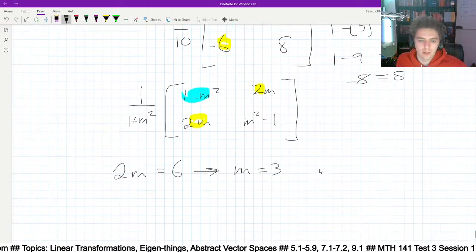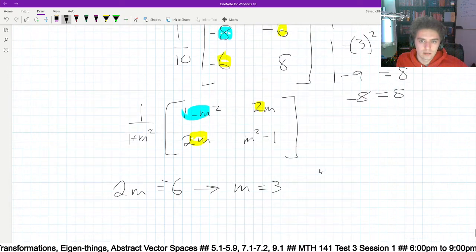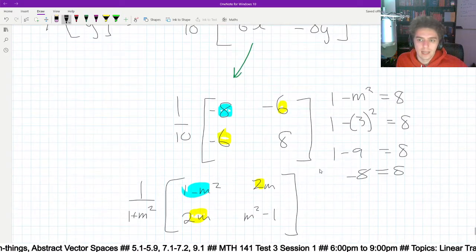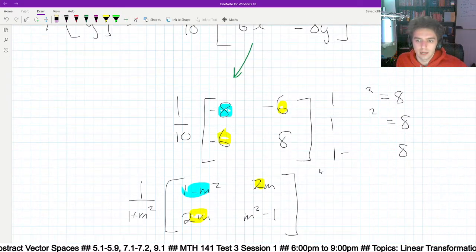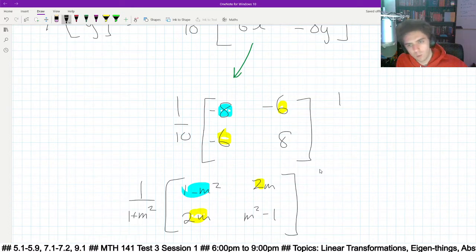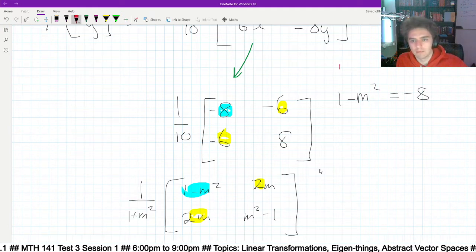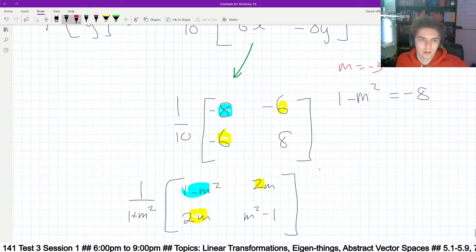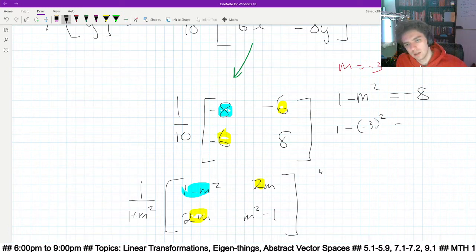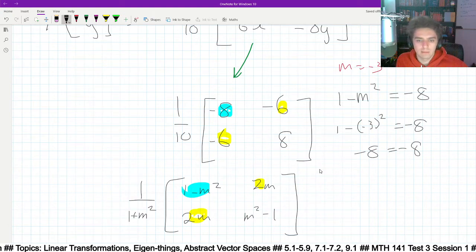Now let's try this yellow thing again. It's going to be 2m equals negative 6, so m equals negative 3. Let's go back up to the blue pair and check if 1 minus m squared equals negative 8 with this new m value, m equals negative 3. So 1 minus negative 3 squared equals negative 8. Negative 8 equals negative 8. Okay, it worked for that.